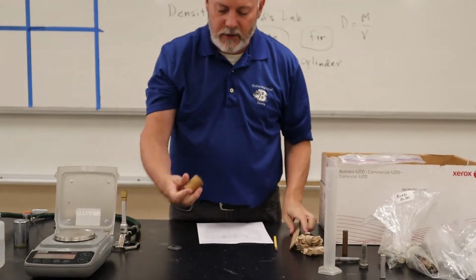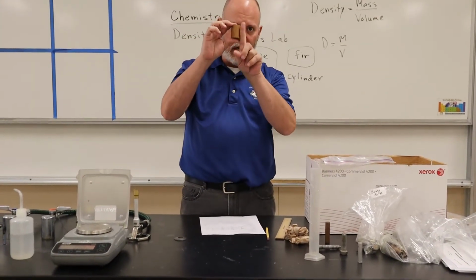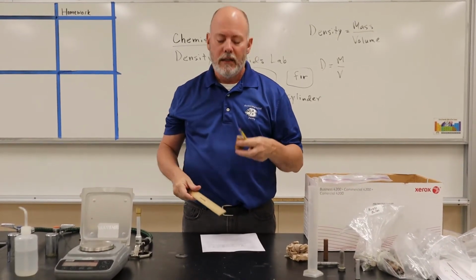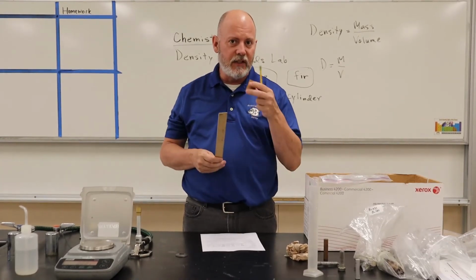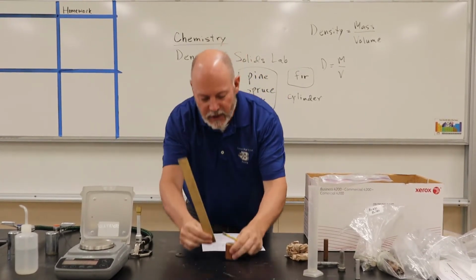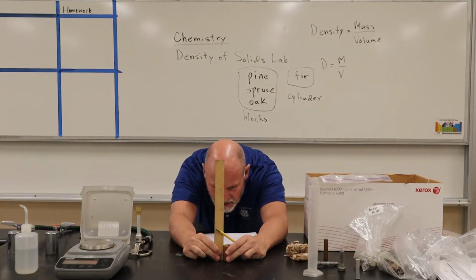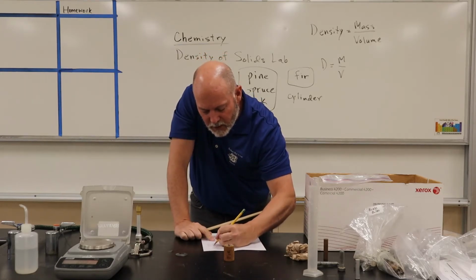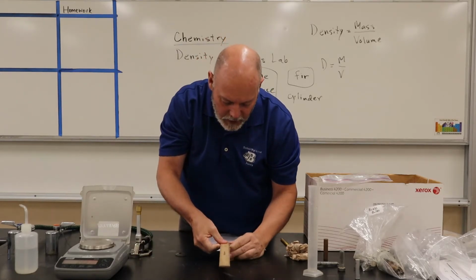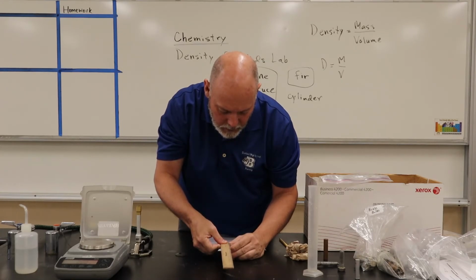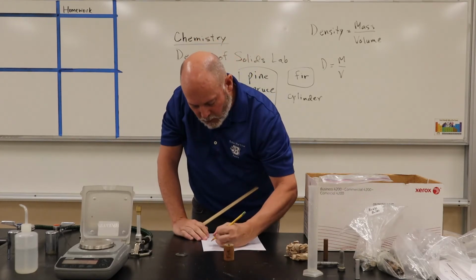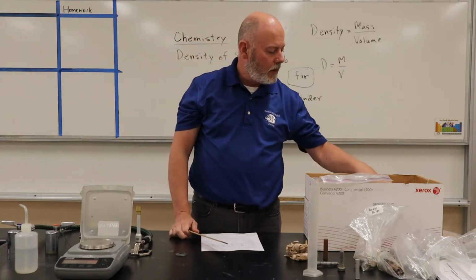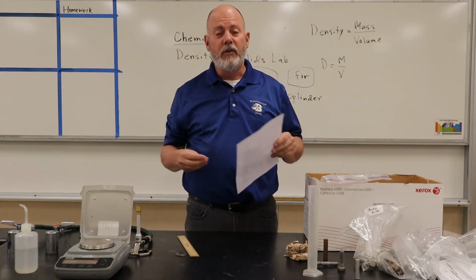All right. And last but not least, the fir, right? We're going to just measure the height and the diameter, and that's all the dimensions we need. And then we can do the calculations to figure out the densities of all these. So the height on this guy is 4.4 centimeters, so 44 millimeters. And then the diameter is 30 millimeters, or 3 centimeters. Those are the measurements. And that is all I got to say.